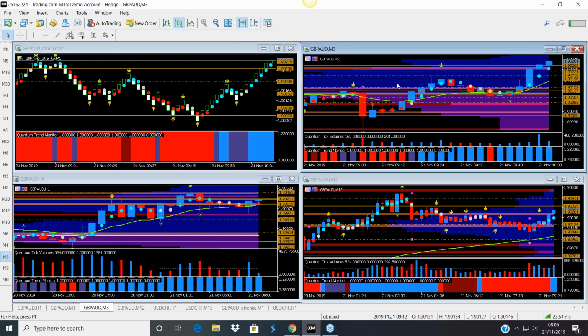Now, what I also use here, I also have a Renko chart. What I did with the Renko chart this morning was, first of all, I had it on the ATR, and it was quite a big value.